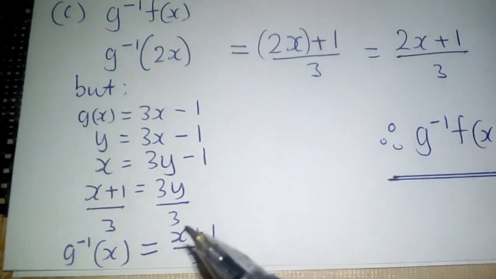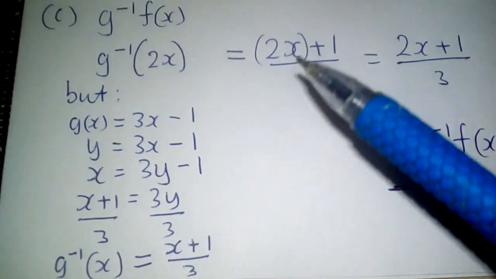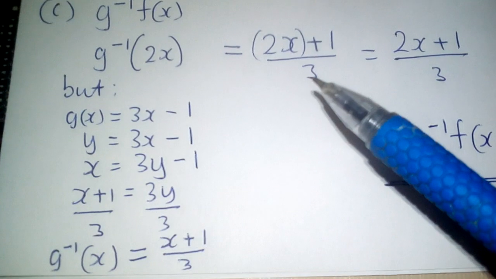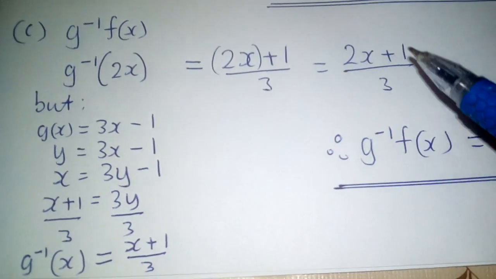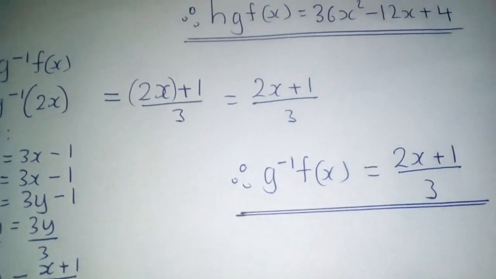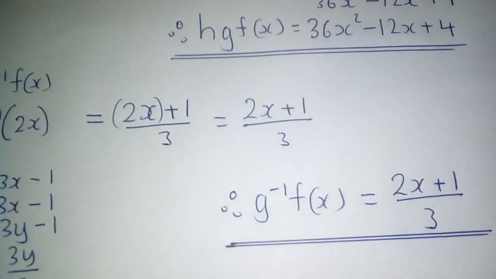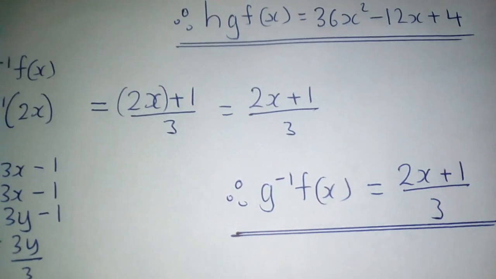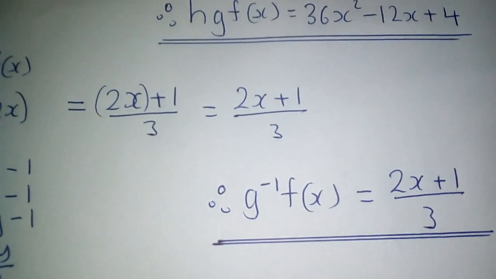So I will get my 2x, I will replace here, and I get (2x plus 1) over 3. When I open the bracket, it will be as simple as that. And finally, I will have G inverse F(x) is equal to (2x plus 1) over 3.